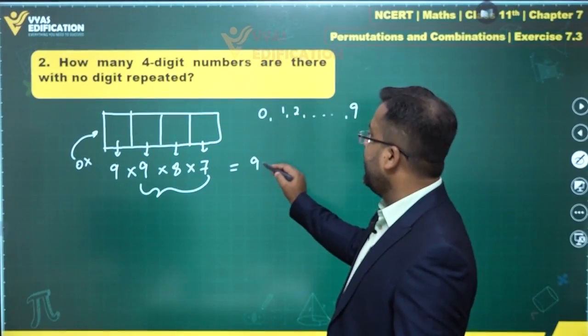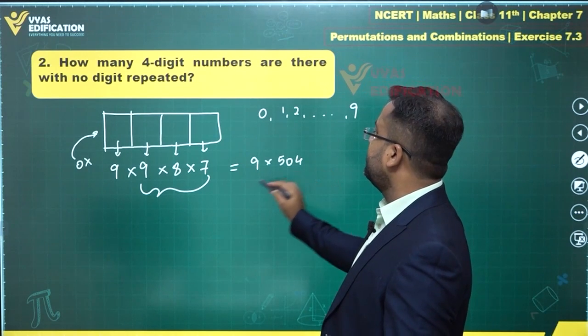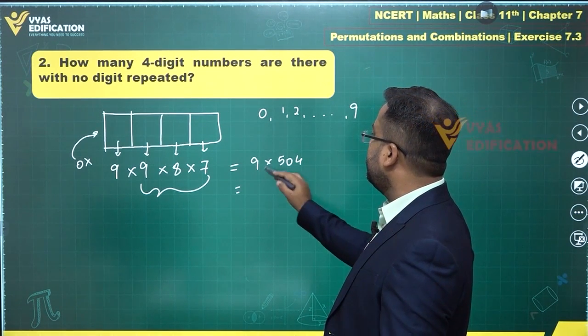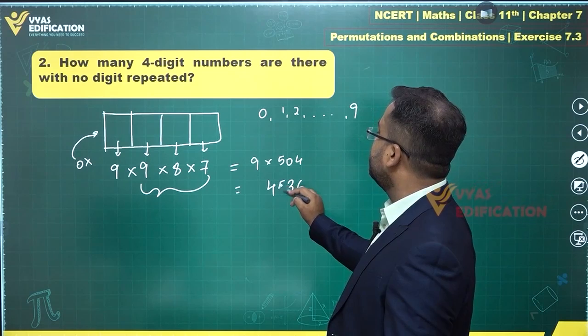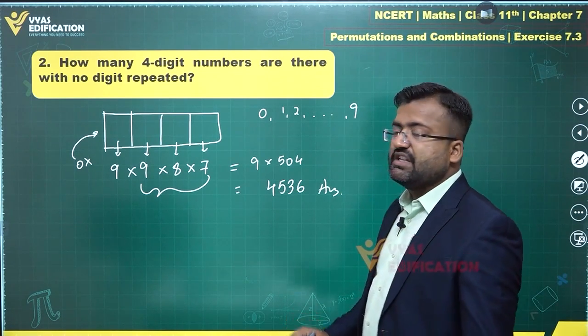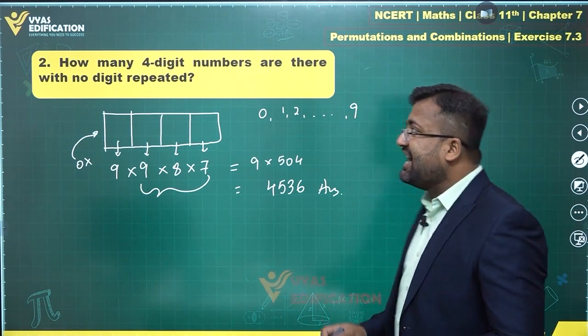This is 504. 9 times 504 is what I'm interested in. 9 times 4 is 36, 9 times 5 is 45. So this is 4536 4-digit numbers. Mind you, how many 4-digit numbers are there in total?